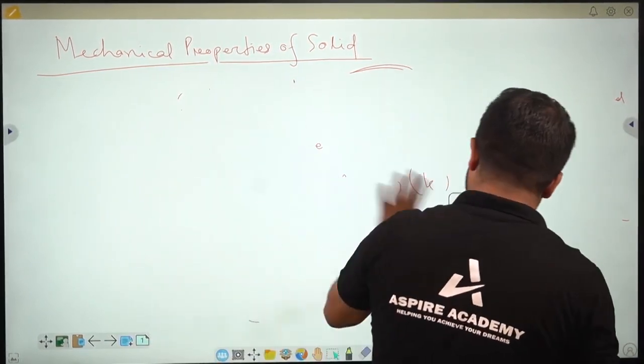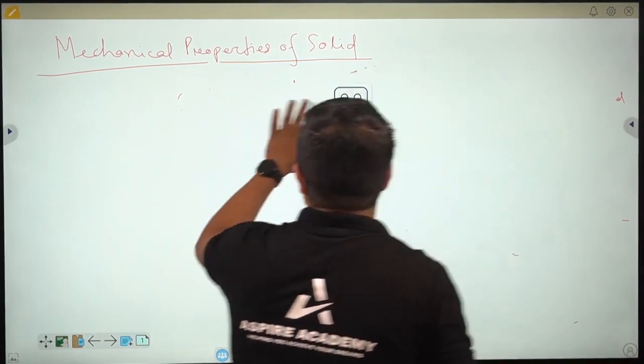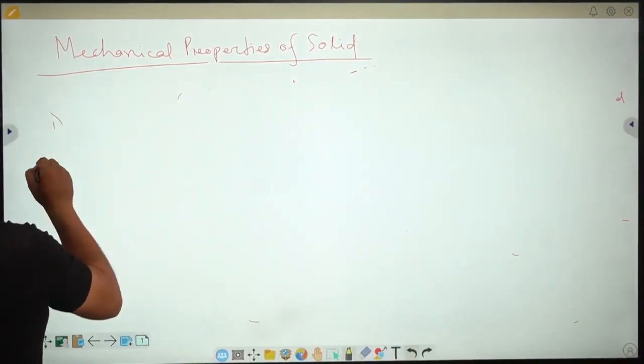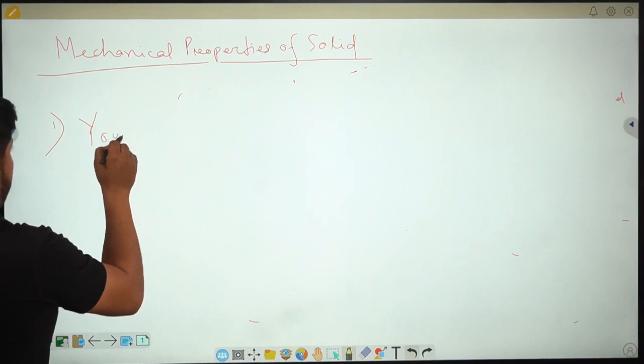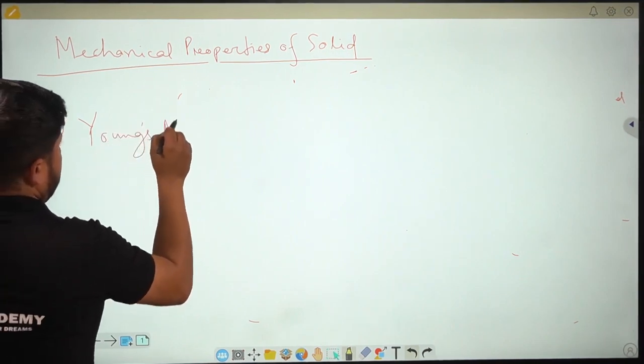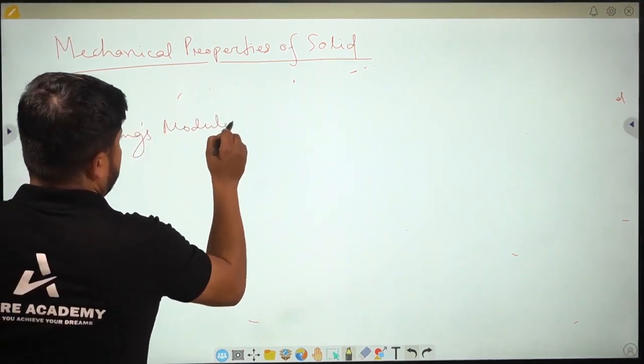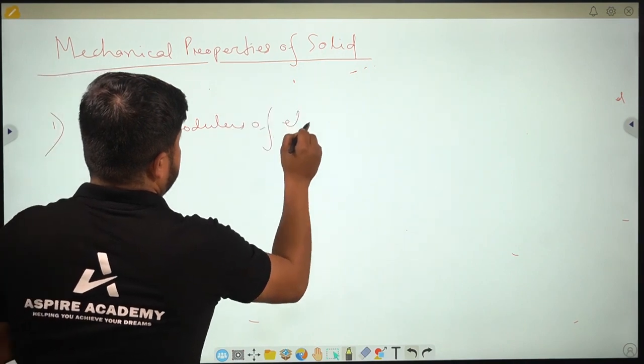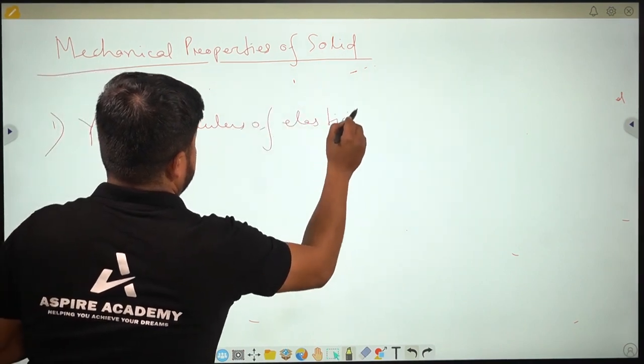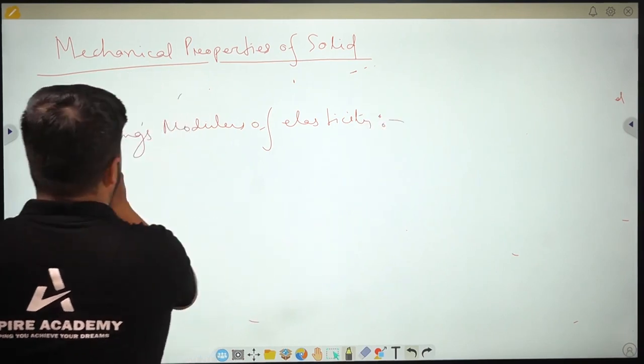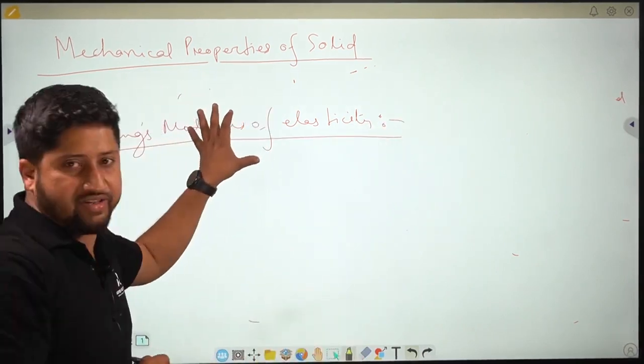So the first modulus of elasticity is Young's modulus of elasticity. First of all, what is Young's modulus of elasticity? This is a constant term.